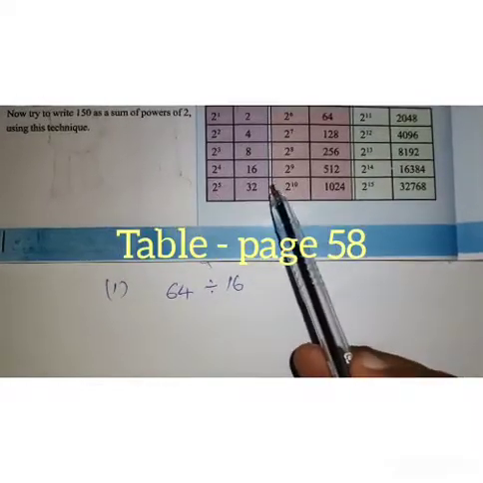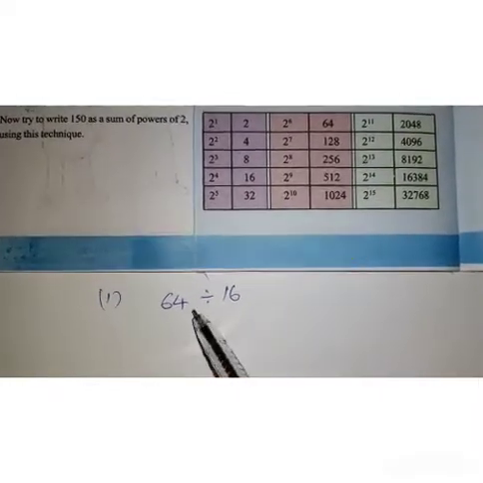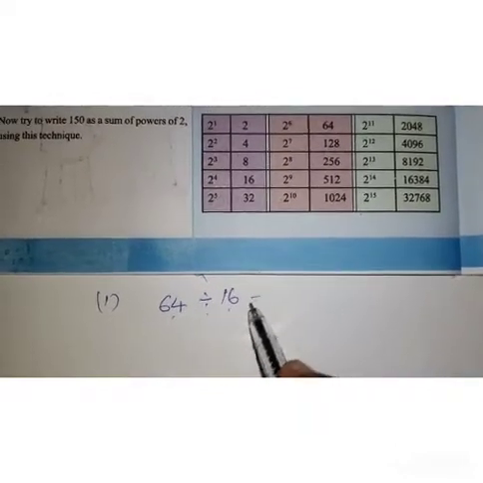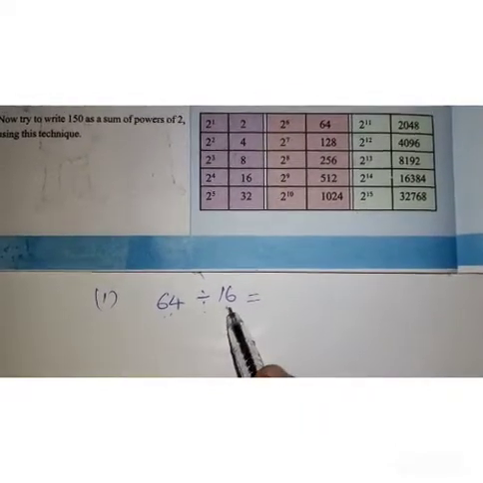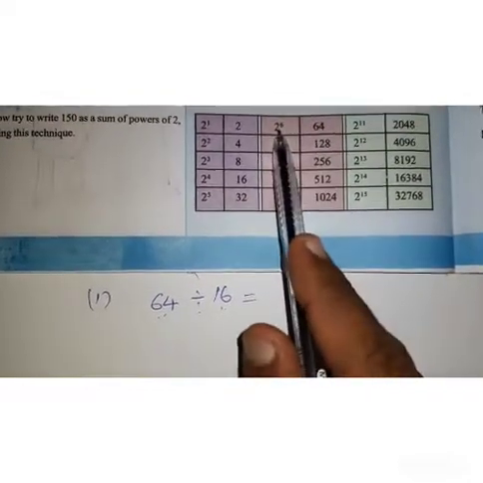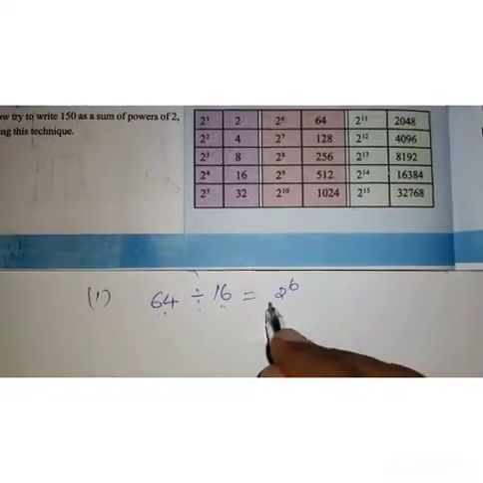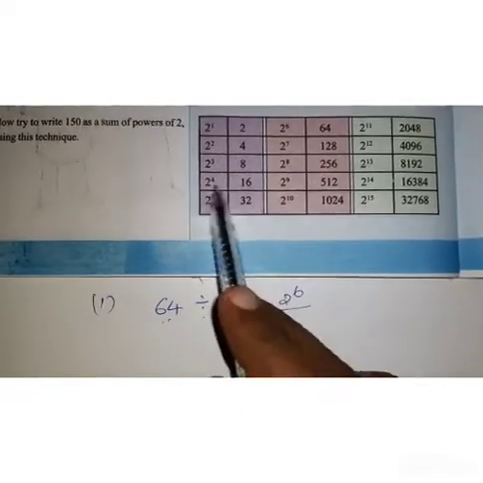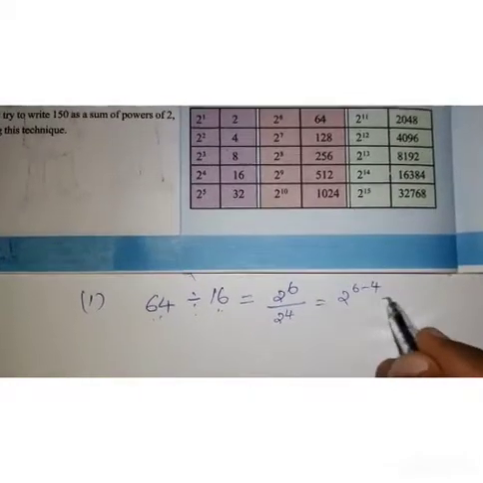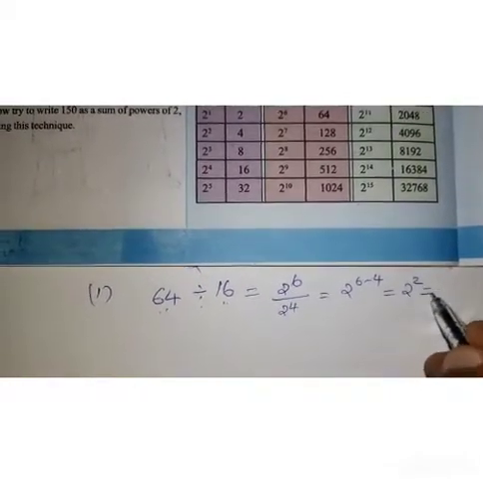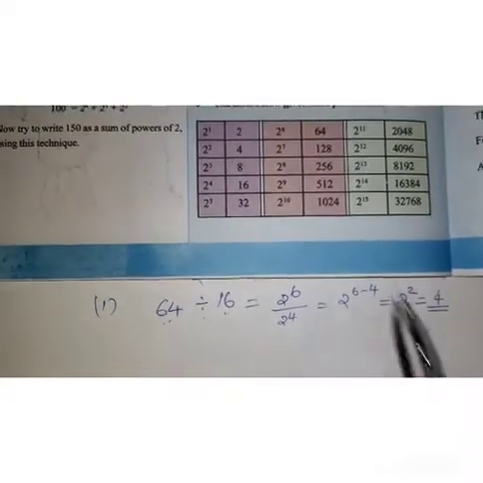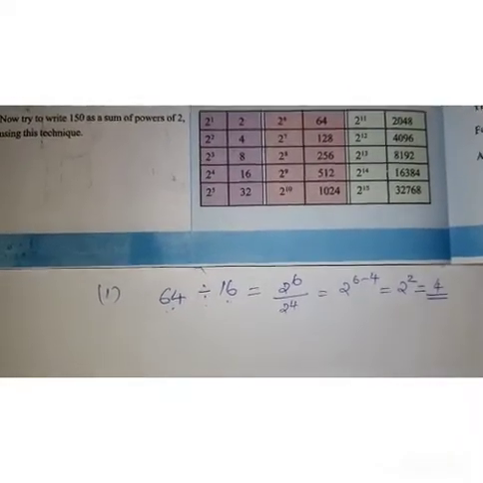Using the powers of 2, we have to find the quotient. 64 divided by 16. 64 means how much? 2 raised to 6. 16 is 2 raised to 4. It is 2 raised to 6 minus 4. So it will be 2 raised to 2. 2 raised to 2 is how much? 4. So using the table, you have to find the answer.